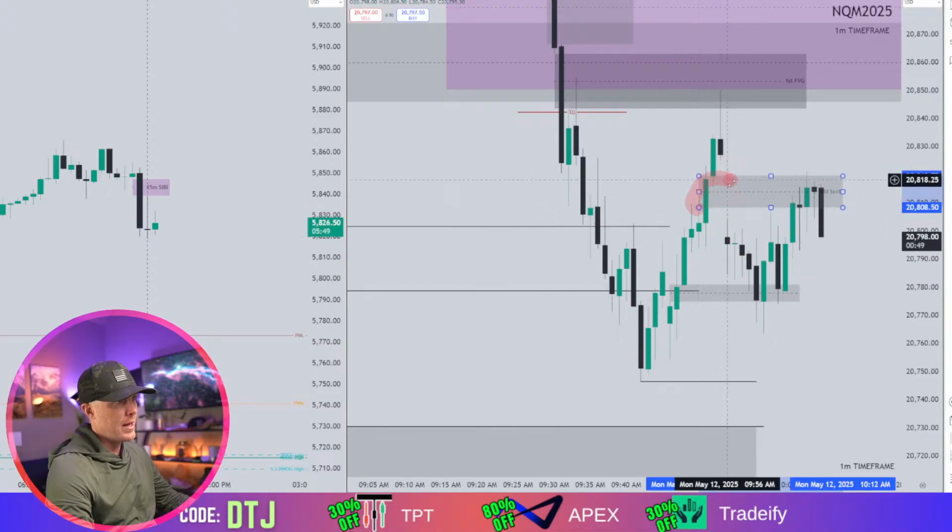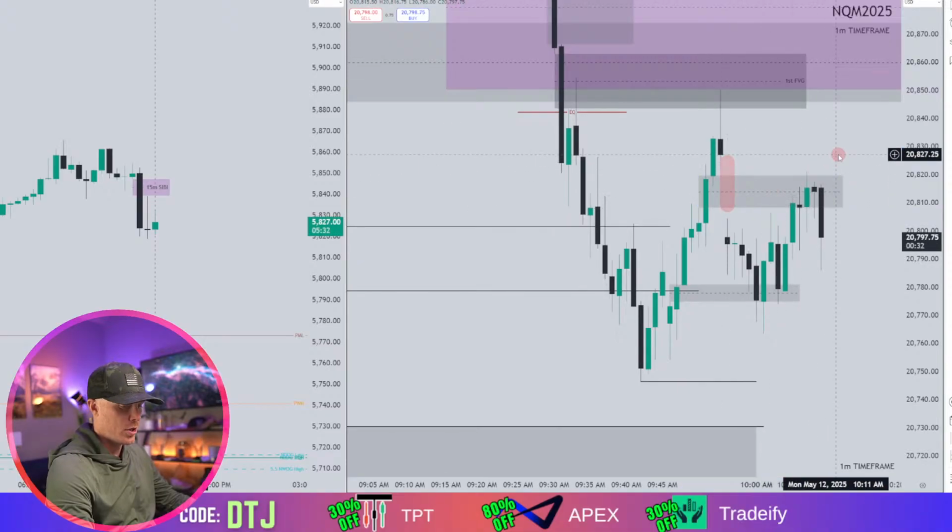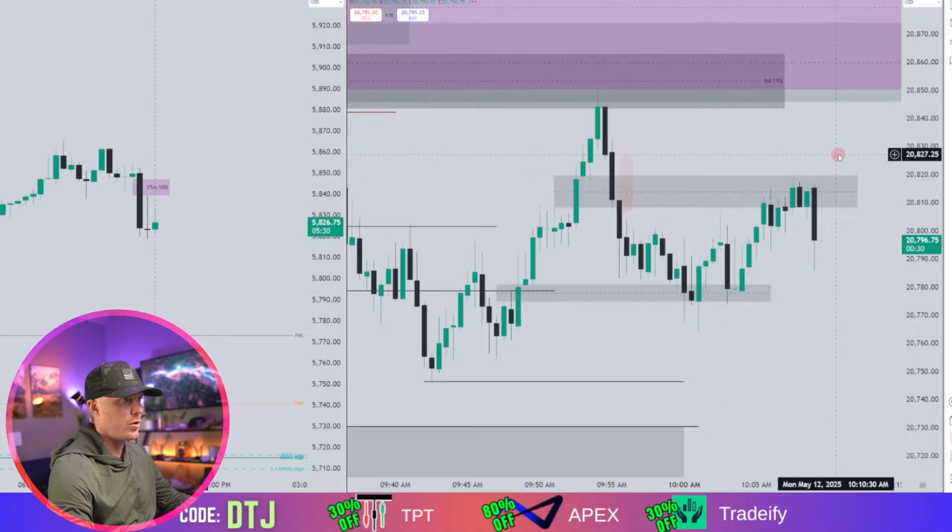So this is an imbalance. So if price is going to run, it's running to either grab this liquidity or fill this imbalance, right? So price filled this imbalance on this candle right here. It's not showing up on my chart. Let's go down to the 30-second. It should show up there.